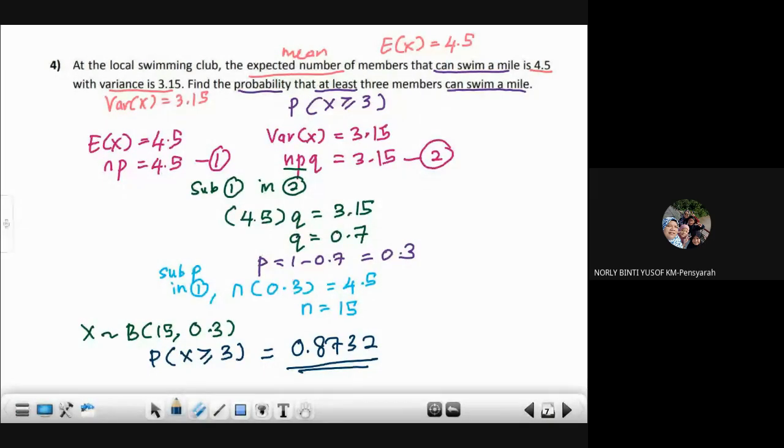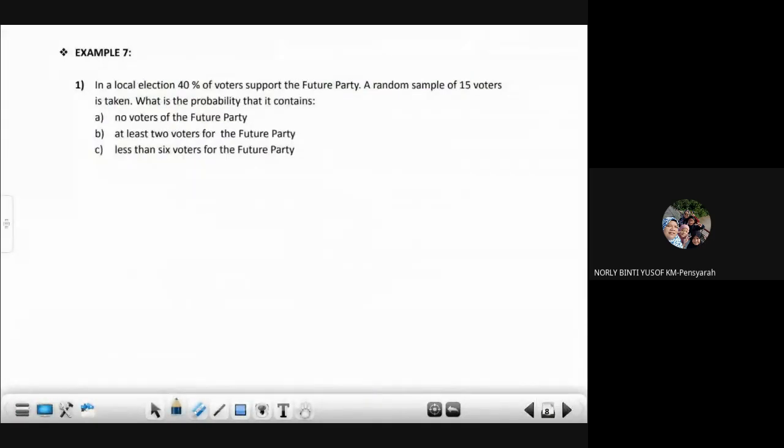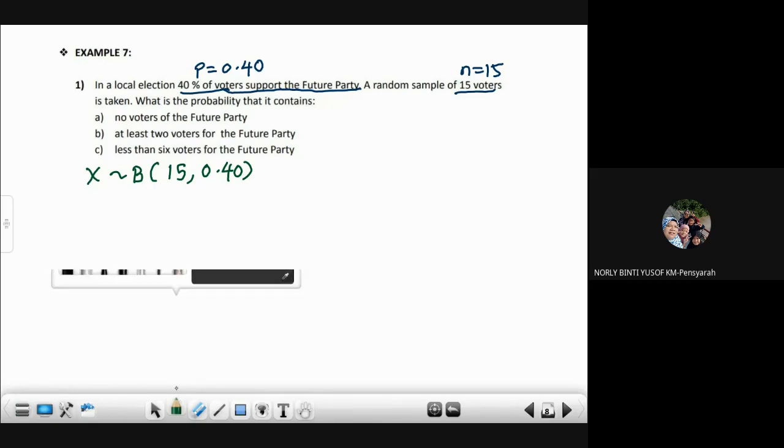Okay, so pergi pada second last example. Example 7. In the local election, 40% voters support future party. So 40% is your probability of success lah. 0.40. A random sample of 50 voters, so N will be 15, is taken. What is the probability contained? So sama, sebelum tulis cari probability tu, tulis you punya discrete, binomially distributed, N15, P 0.40, so that you can get marks lah.